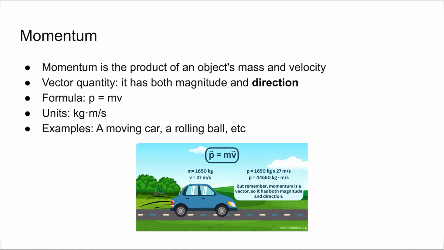Momentum is the product of an object's mass and its velocity, and it's a vector quantity, which means that it has both magnitude and direction. The variable p stands for momentum, and the formula is p equals mass times velocity, and the units are kilograms times meters per second.